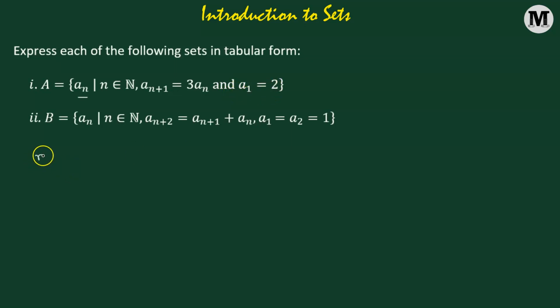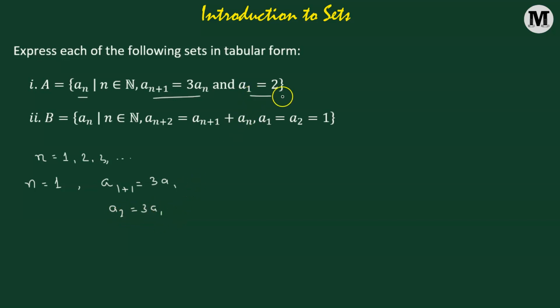So that means we'll start with n equals 1. Since n is a set of natural numbers, n can take the values 1, 2, 3 and so on. So when we have n equals 1, we can use this condition a_(n+1) = 3a_n, and we can replace the n value with 1. That's going to give us a_(1+1) = 3a_1. So that means we have a_2 = 3 times a_1.